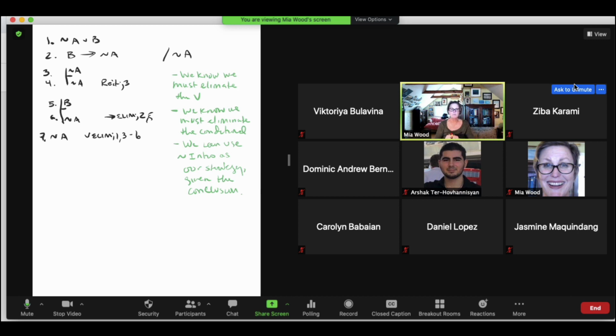What's your confidence level with these first two and this last set of rules for the section on natural deduction? Any thumbs up? Excellent. Anybody else? Victoria, good, good. Questions, problems, confusions, comments?